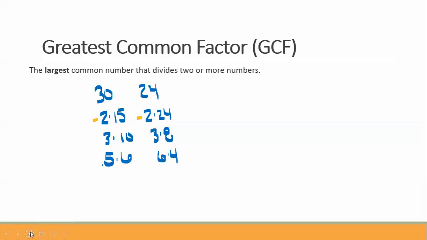They're both divisible by 3. And they're both divisible by 6. 6 is the largest of the two numbers. The largest factor of the two numbers that's divisible by each number.